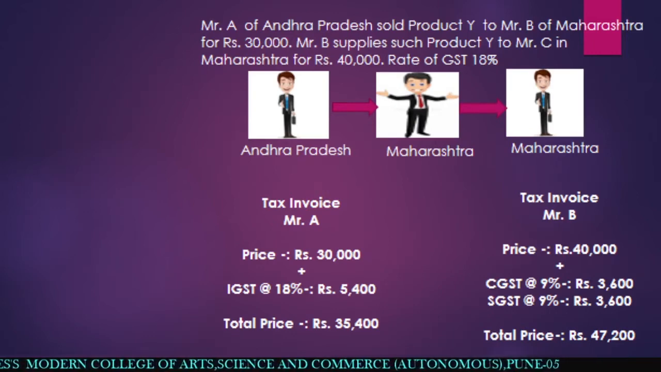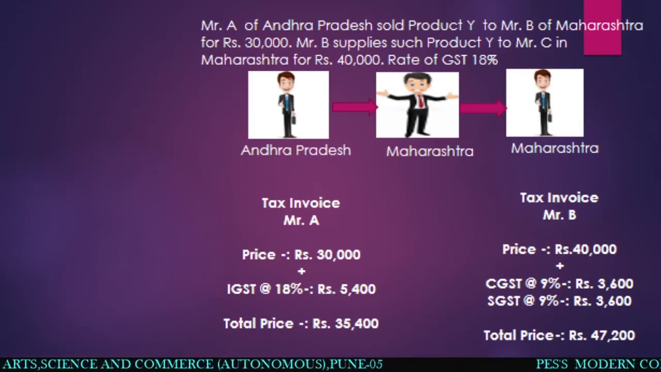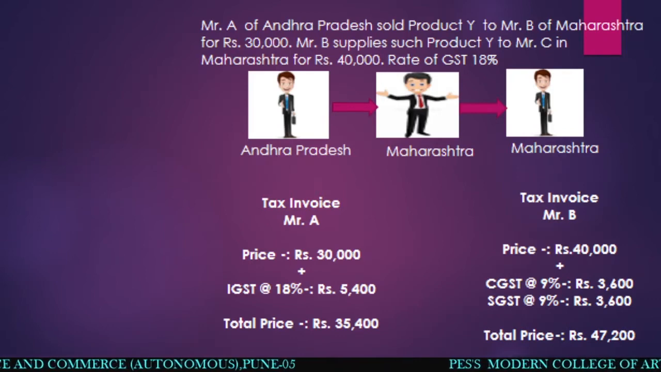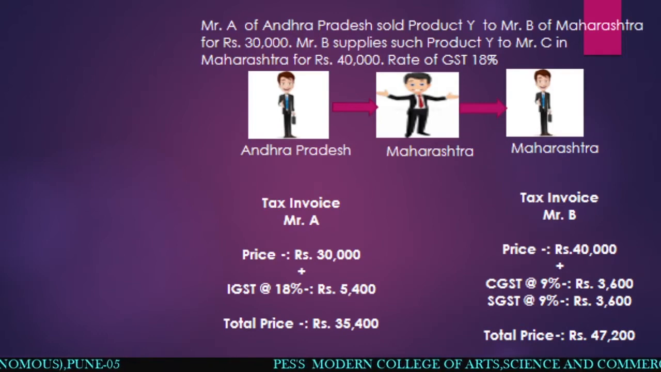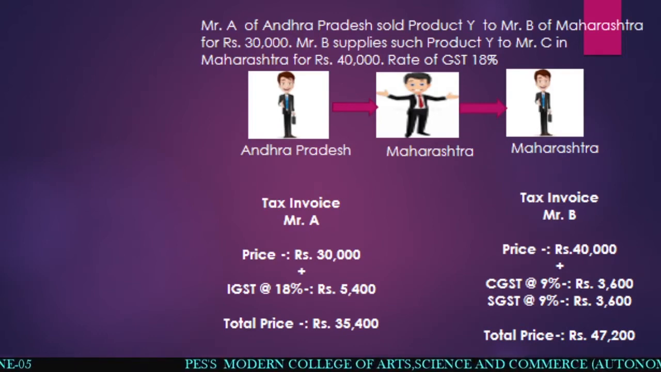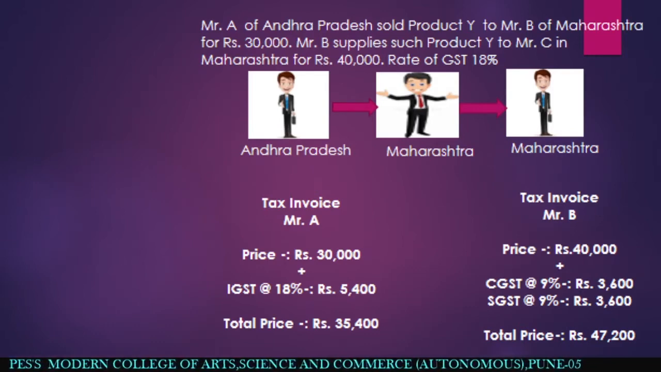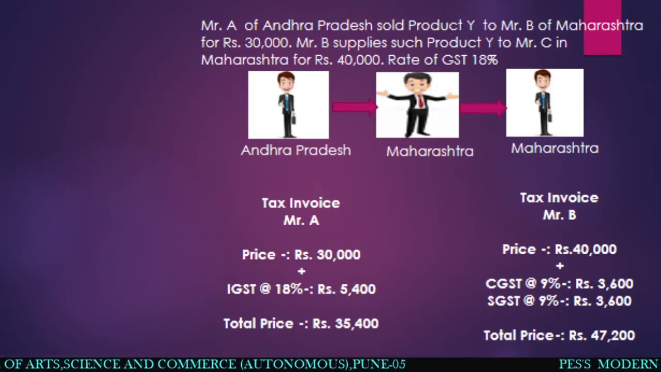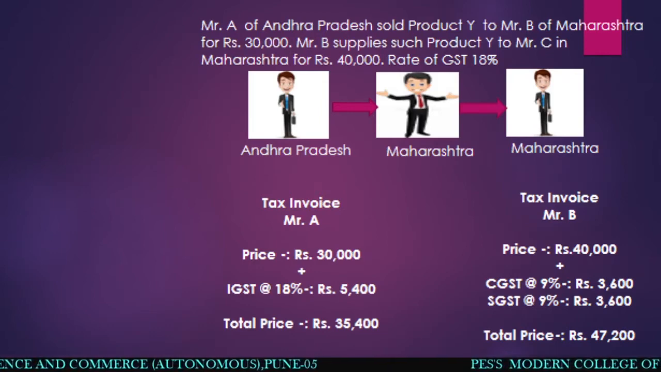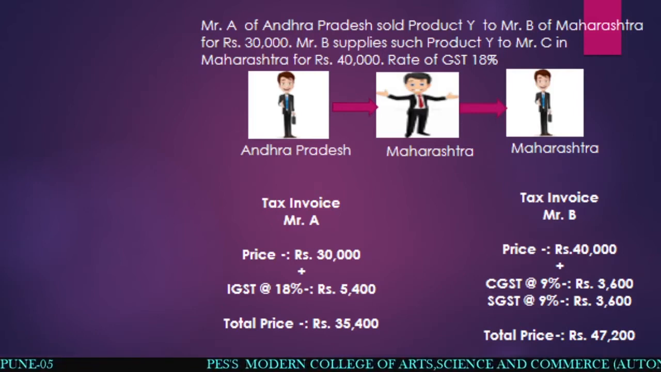Now let's have a glance at the invoice which is prepared by Mr. B. Mr. B is selling goods to Mr. C. Both are in Maharashtra. So the supplier as well as place of supply is Maharashtra. So it is intrastate sales. And therefore, they are going to charge CGST plus SGST of Maharashtra. So CGST at 9% of 40,000, that is 3,600. SGST at 9% on 40,000, that is again 3,600. So the total becomes 47,200.